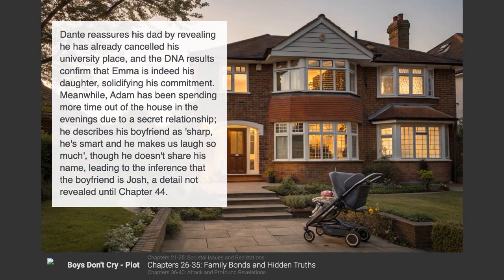Dante reassures his dad by revealing he has already cancelled his university place, and the DNA results confirm that Emma is indeed his daughter, solidifying his commitment. Meanwhile, Adam has been spending more time out of the house in the evenings due to a secret relationship. He describes his boyfriend as sharp, smart, and someone who makes us laugh so much, though he doesn't share his name, leading to the inference that the boyfriend is Josh, a detail not revealed until chapter 44.